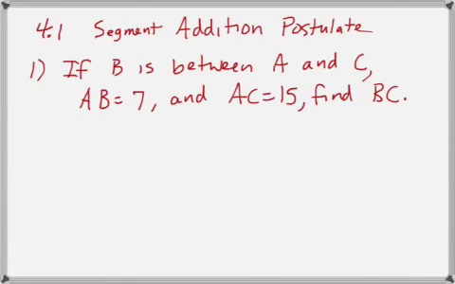All right, so today we're going to look at the segment addition postulate. And so we have this problem here. If B is between A and C, AB equals 7, and AC equals 15, find BC.